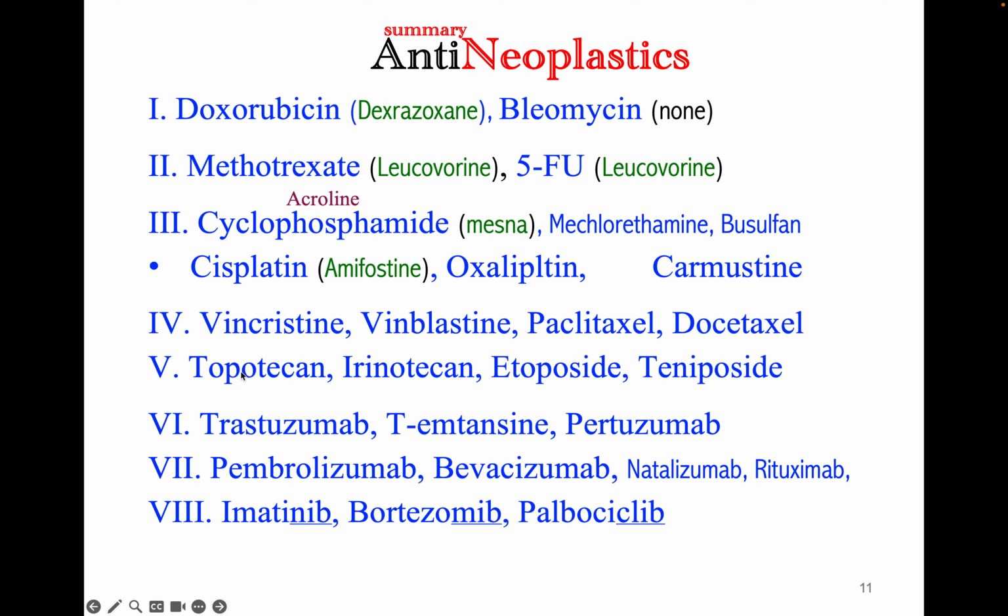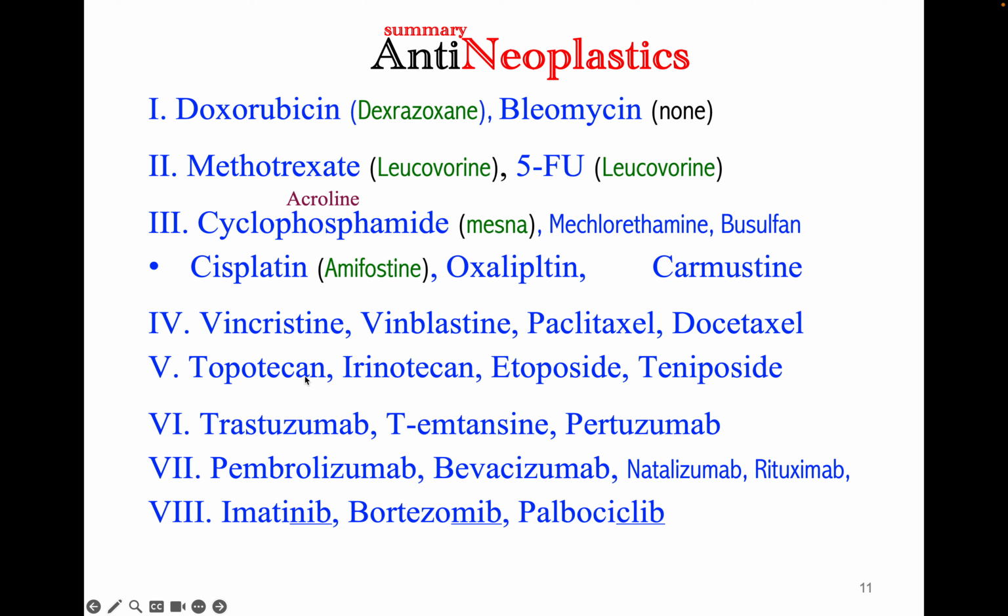I remember it like this, Topo1. But this drug name is Irinotecan. So these are the most commonly asked questions. Out of 4 drugs, Irinotecan is the most commonly asked board question. So let's look at it. Topotecan and Irinotecan are Topo1 inhibitors, easy to understand. Etoposide and Teniposide are Topo2 inhibitors.